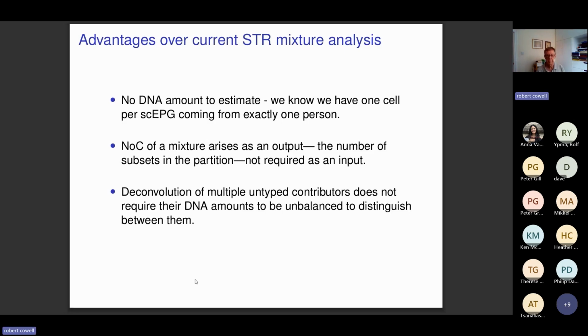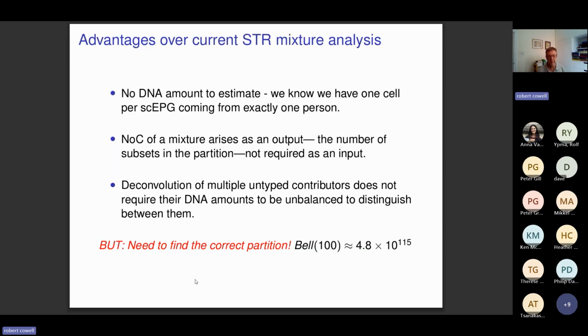For the deconvolution of multiple untyped contributors, you don't require the amounts each contributes to be quite unbalanced to distinguish between them. In standard mixture analysis, you tell different contributors apart if they contribute very different amounts of DNA. One person will have high peaks, the other low peaks, and this is how you find the genotype. But you don't have this issue with single cell analysis.